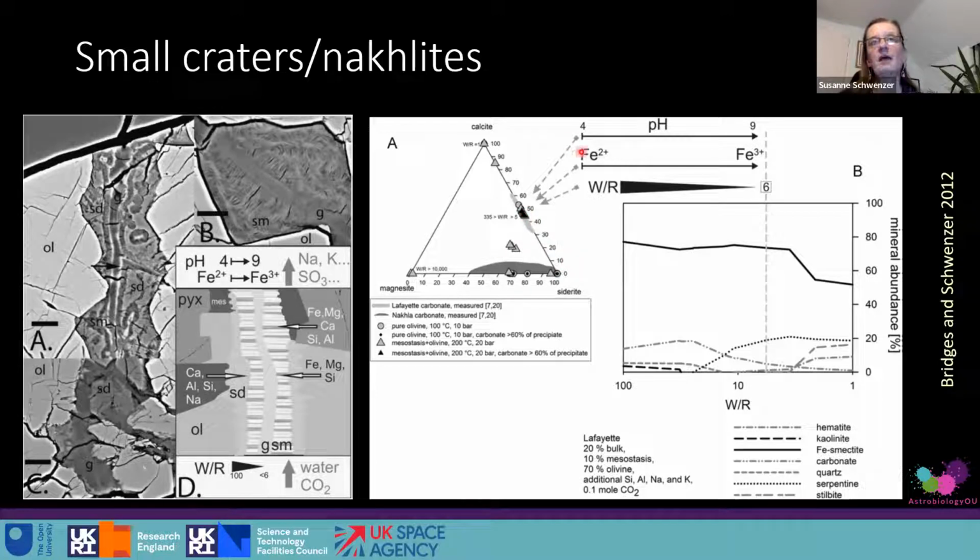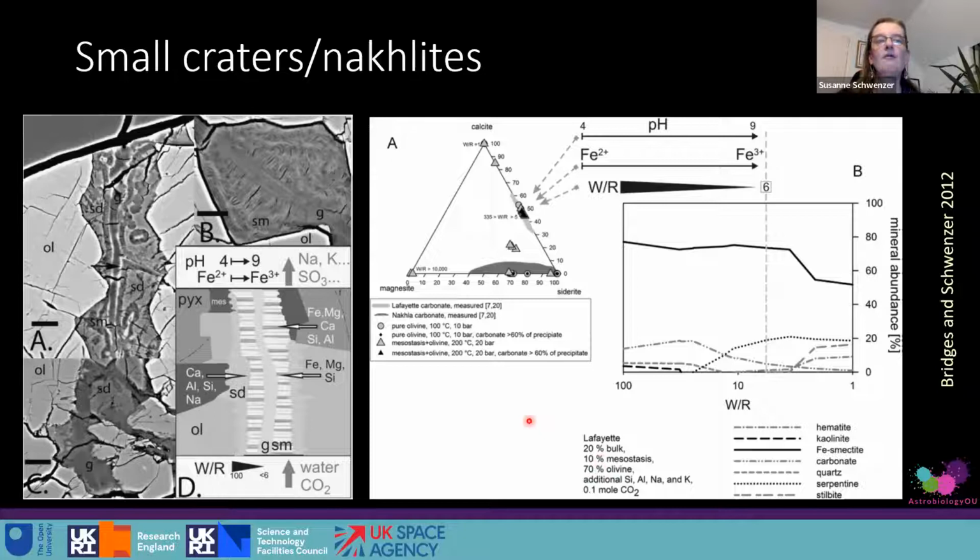And what we find is a pH of 4. And iron is mostly 2+, and the water rock ratios are actually fairly high. But you dissolve some of the mesostasis and some of the pyroxene with a huge bias towards dissolving the olivine. So say 70% of the olivine and 20 and 10% of all the rest.